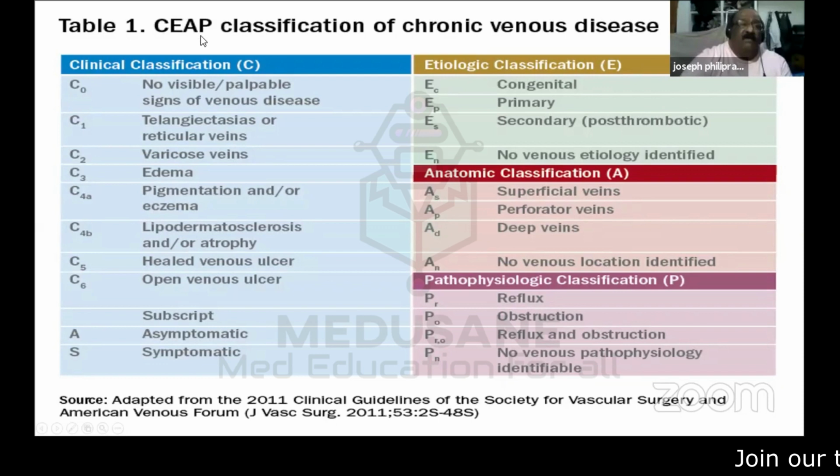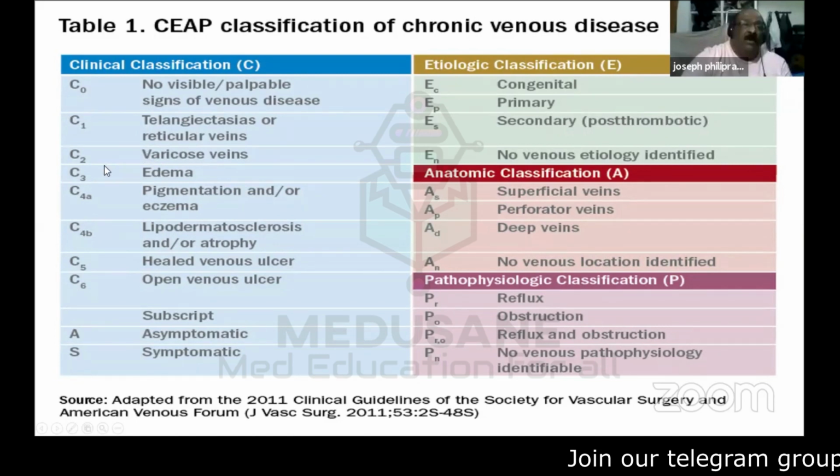Now, the C part of it is clinical. C0 is no visible or palpable signs of venous disease. C1 is telangiectasia or reticular veins. That is what I showed in the previous diagram. C2 is the other one I showed, varicose veins. So C0, no visible palpable veins. C1 is telangiectasia, reticular veins. This is the early manifestation. C2, when the veins become larger, it is varicose veins.